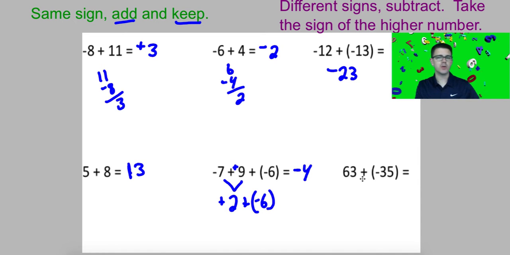So even with the bigger numbers, clearly this one wouldn't work on a number line. We wouldn't want to try it, but our rules help us out. They have different signs, so we know we're going to subtract, and we're going to take the sign of the bigger number. In this case, 63 is bigger than 35, so I know it's going to be positive. And then I can just do a little subtraction off to the side. And I get 28. So my answer is going to be a positive 28. So always think of it as a two-part problem. What's the sign of my answer going to be? And then what's the actual number going to be itself?